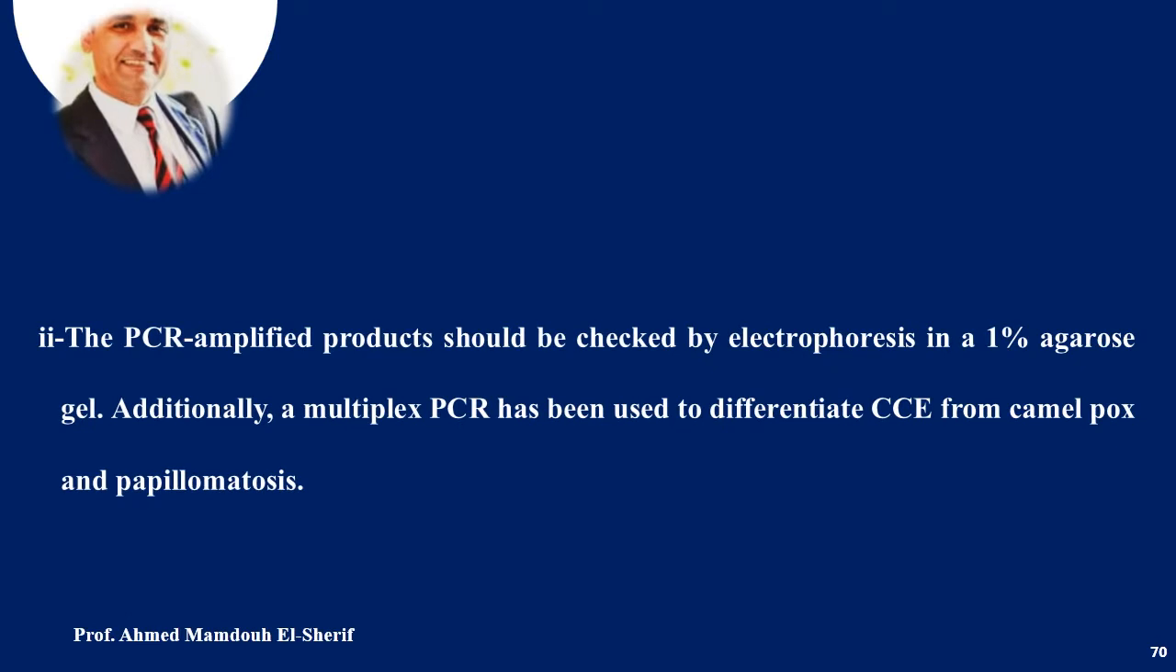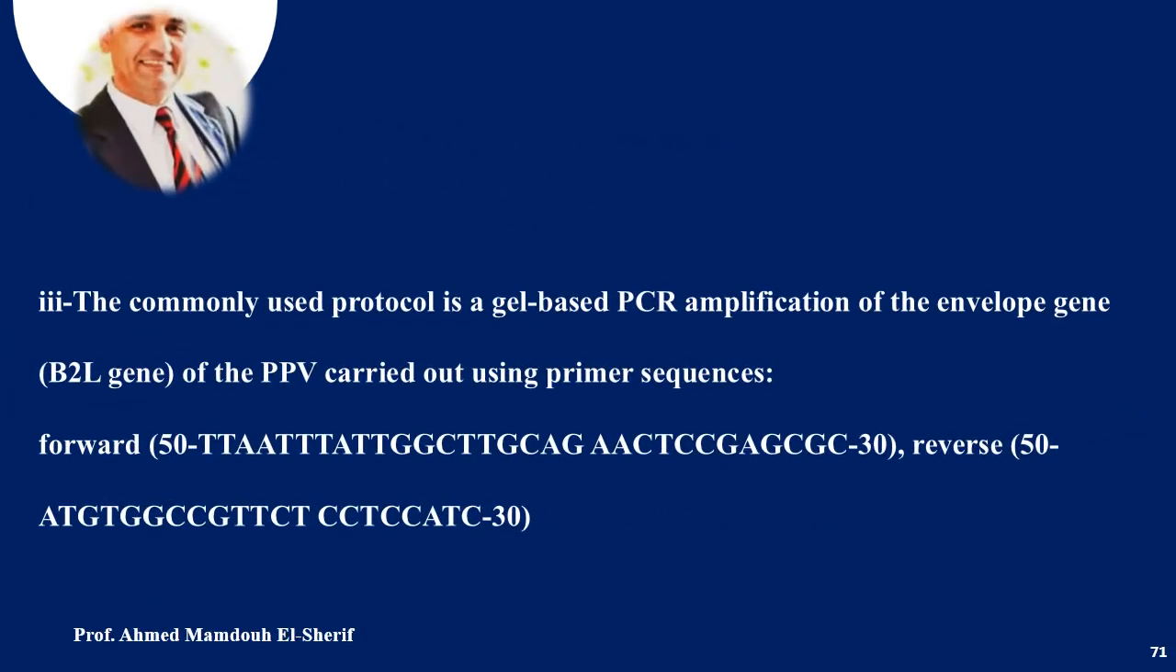PCR amplified products should be checked by electrophoresis in a 1% agarose gel. Additionally, a multiplex PCR has been used to differentiate camel contagious ecthyma from camel pox disease as well as papillomatosis. The commonly used protocol is a gel-based PCR amplification of the envelope gene P2L of the parapox virus, carried out using primer sequences, forward, as seen in the following.